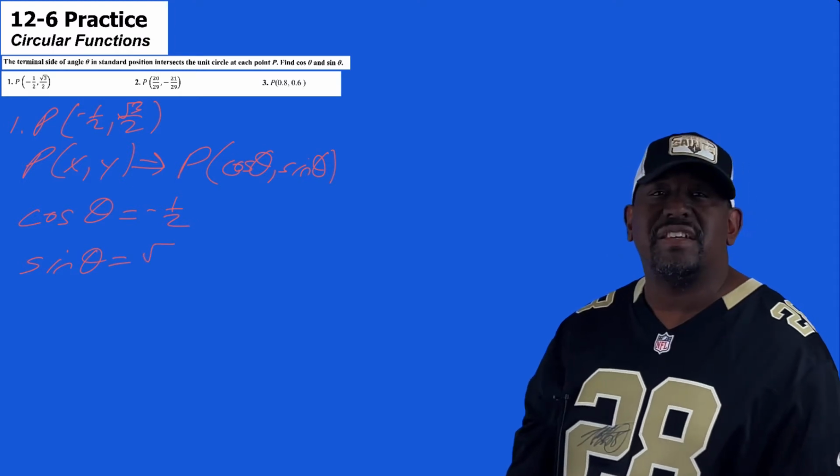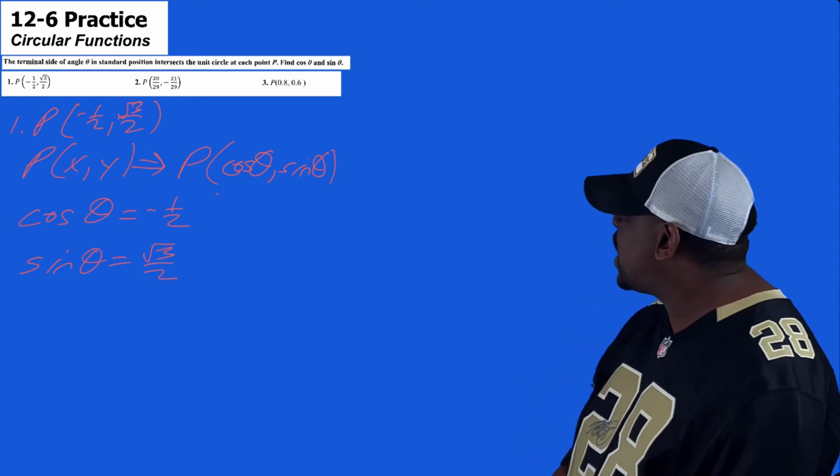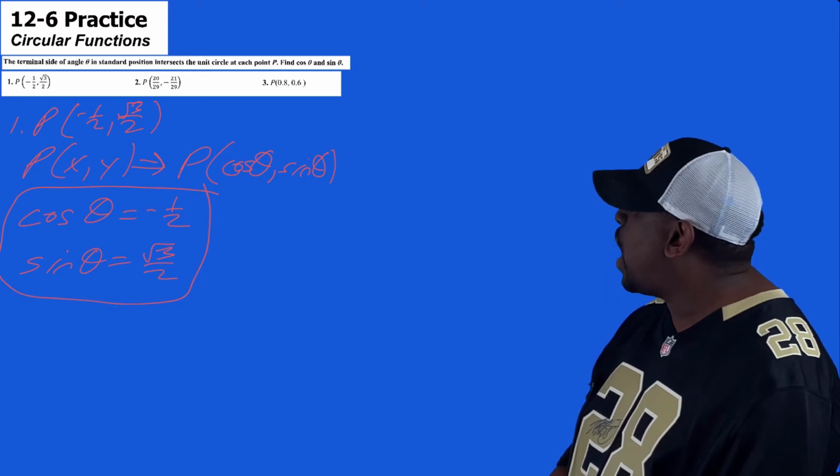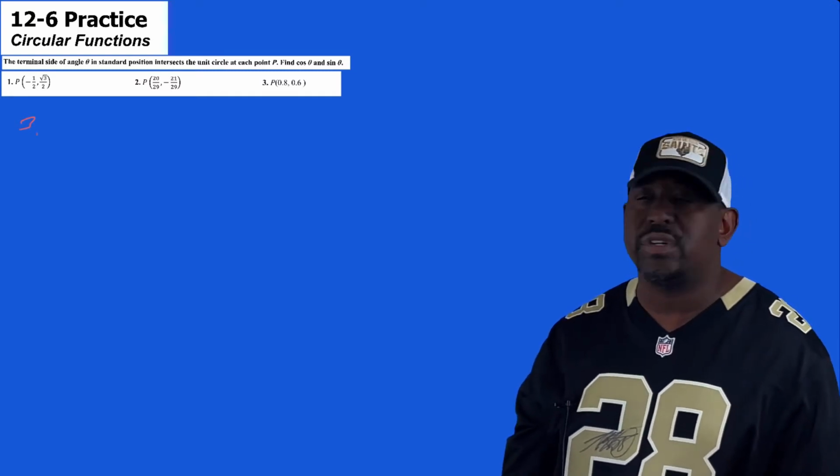Since the first coordinate is cosine theta, we will say the cosine theta is -1/2. The y coordinate is sine, so sine theta is square root of 3/2. Very simple thing. I was being too verbose, but it's pretty straightforward.